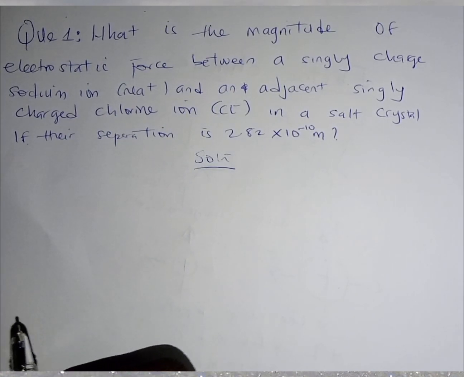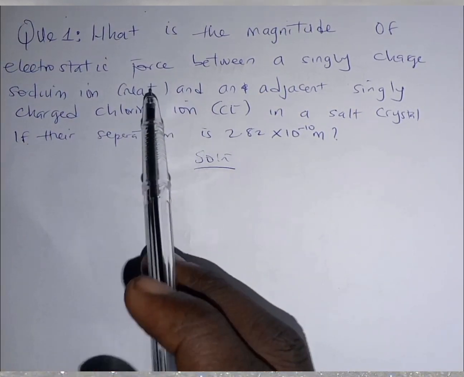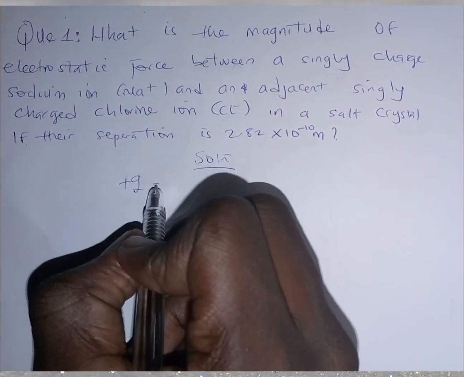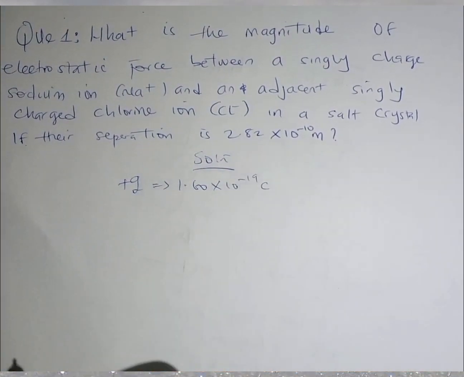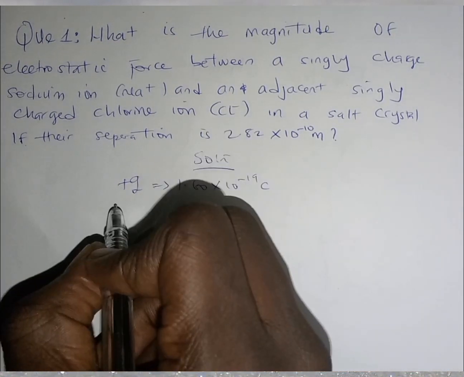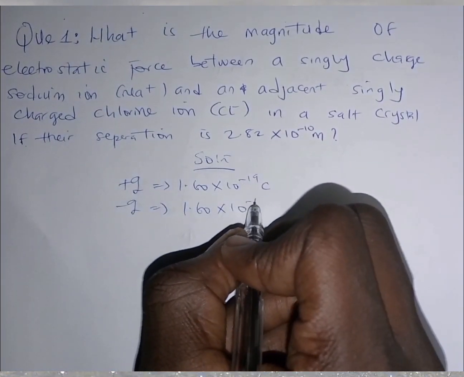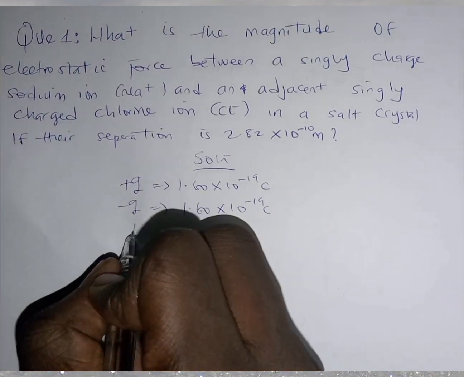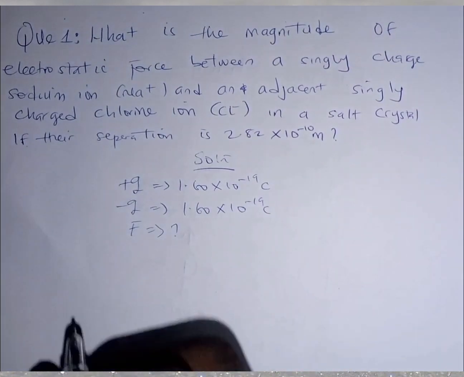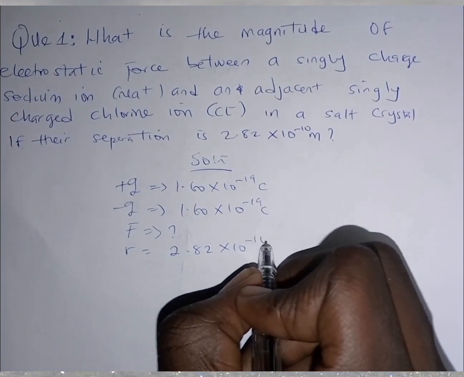Now we are given a singly charged sodium ion, which is positive. So you should know the positive charge of sodium plus, Q, is 1.60 times 10 raised to the power minus 19 coulomb. That's the standard charge for any element or material. The standard charge for a negative ion is the same thing, 1.60 times 10 raised to the power minus 19 coulomb. Now we are asked to calculate the force, which is F, we don't know, and we are given the distance r equals 2.82 times 10 raised to the power minus 10 meter.